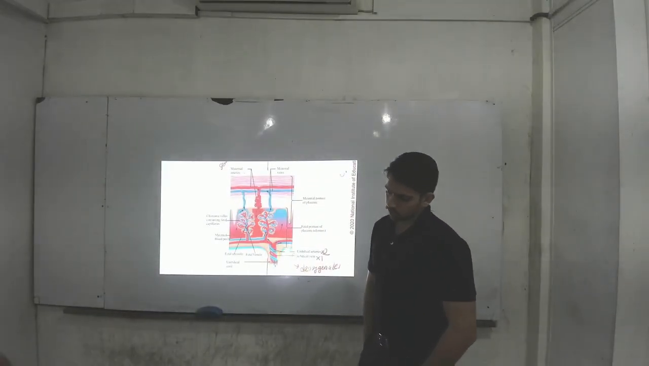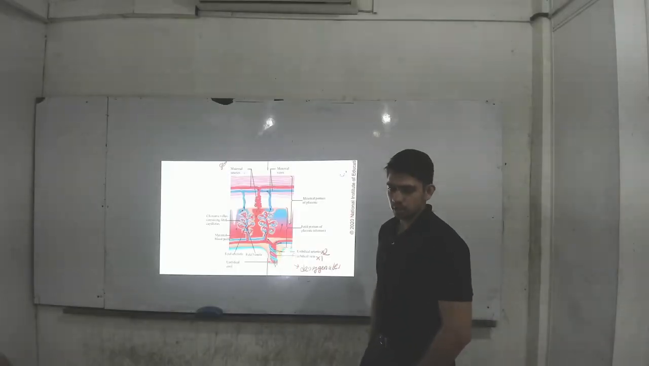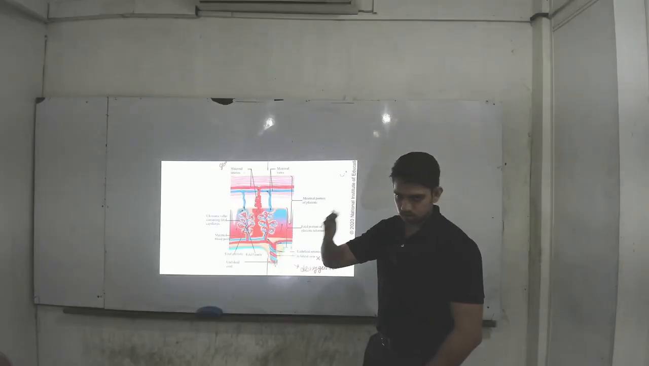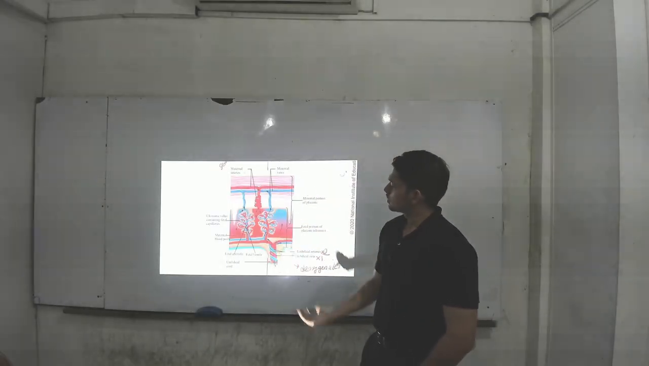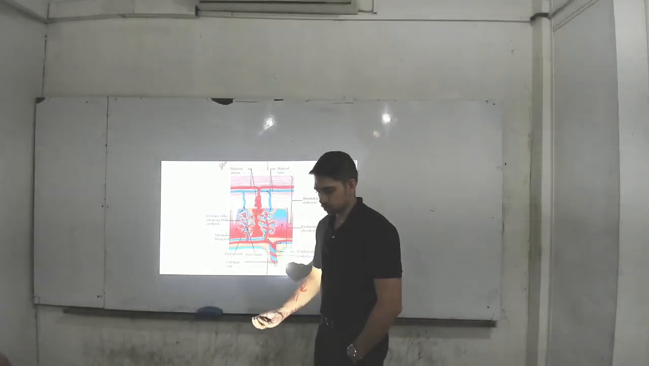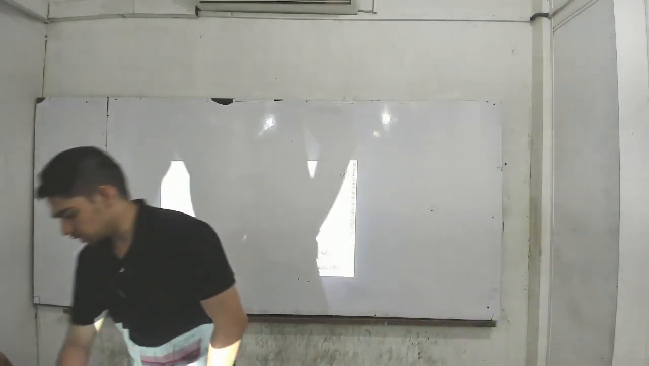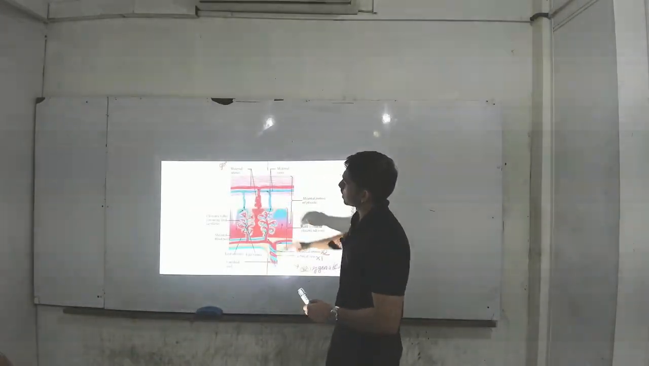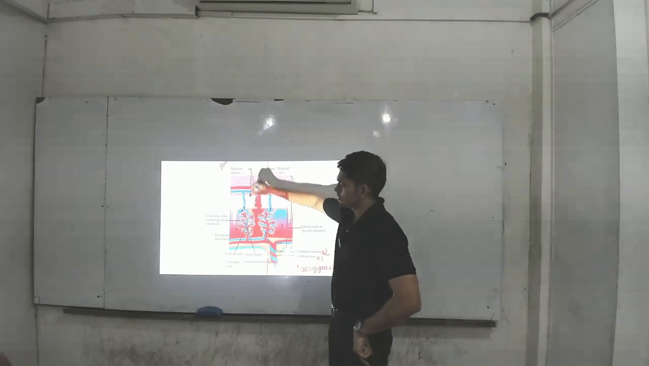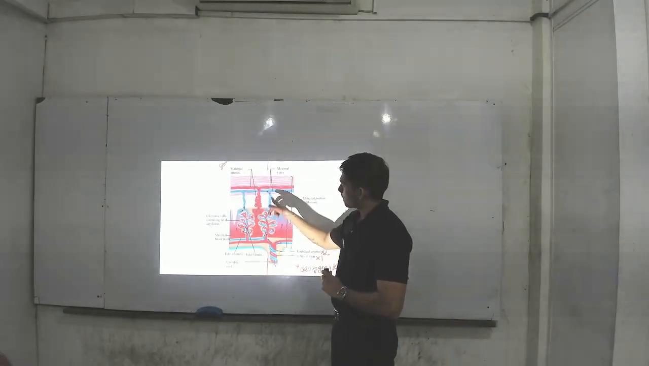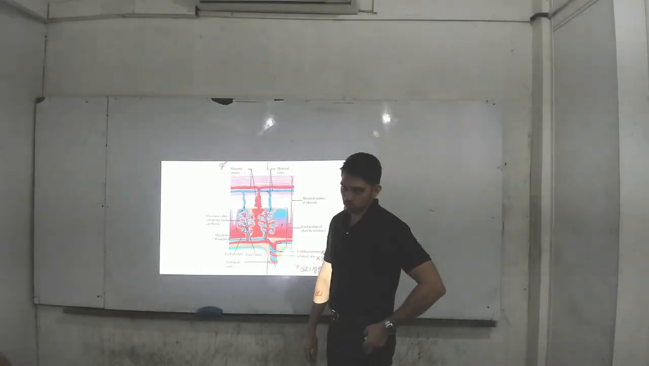So veins usually carry deoxygenated blood because why? Veins take blood towards the heart. Towards the heart means what? They just came from the body. The body uses oxygen. Therefore, they are usually deoxygenated. So you can see on the maternal side, maternal arteries are red, no? Maternal arteries are red. Maternal veins are blue. That is okay.